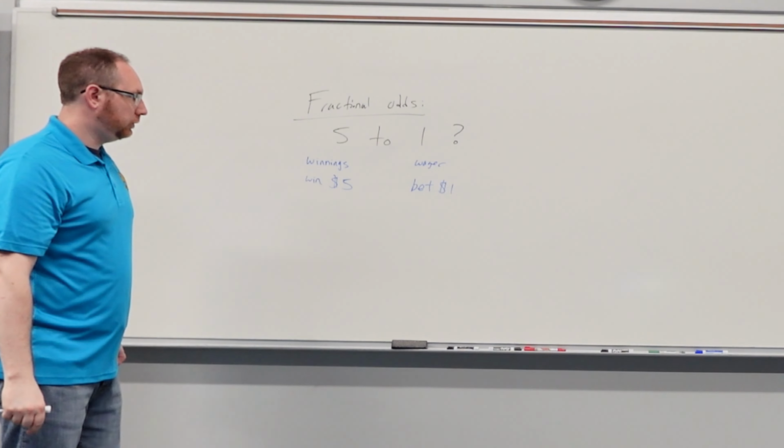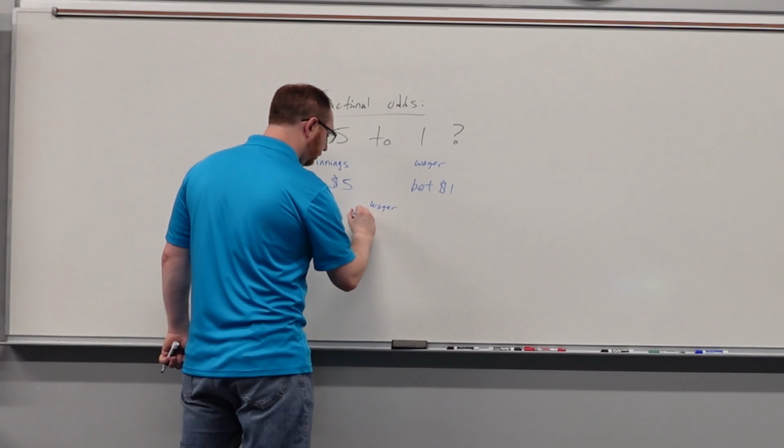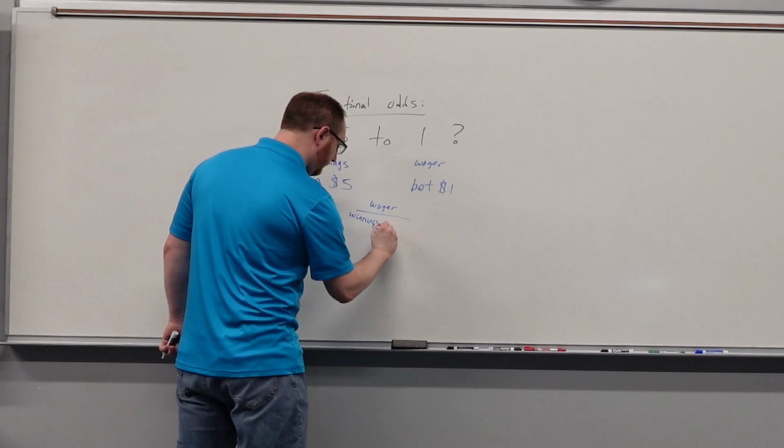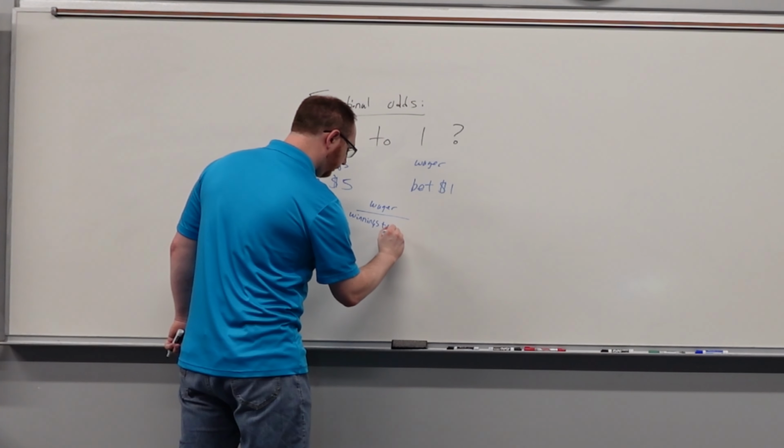But if you want to figure out what the chances of that would be, the way you're going to do this is you're going to put the wager over the winnings plus the wager, and this will be your chance. So if we do that, we wagered $1 over 5 plus 1. So this is 1 over 6. You divide that out, it's almost 17% as a chance.